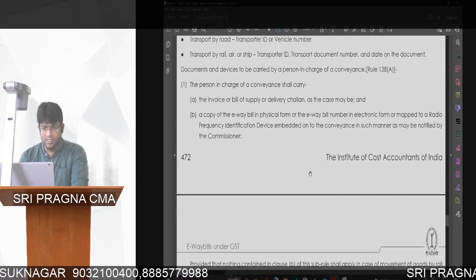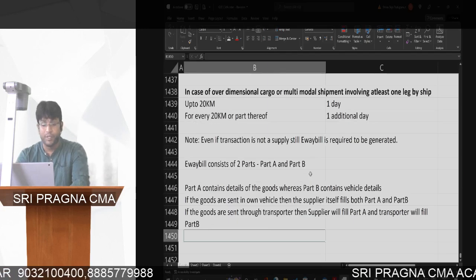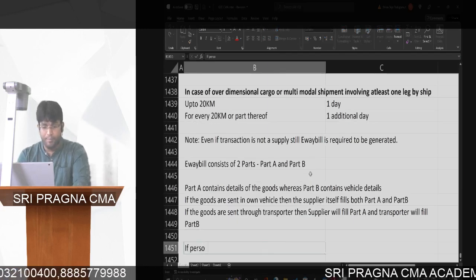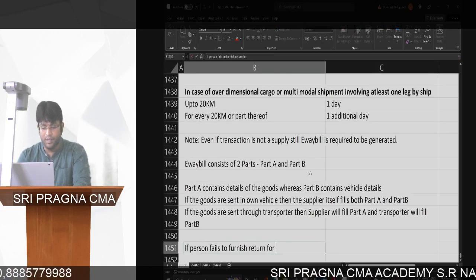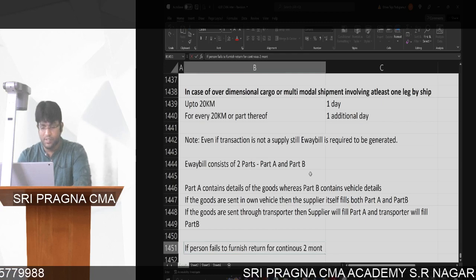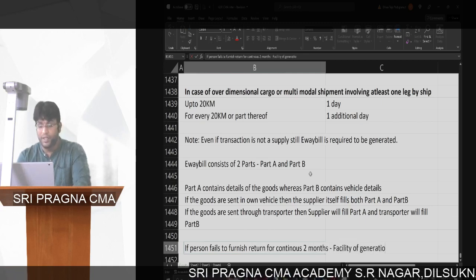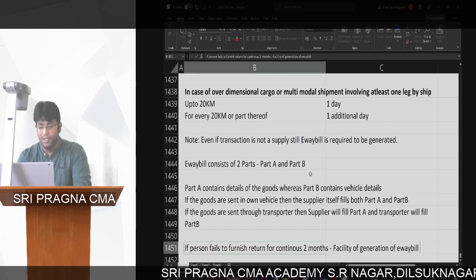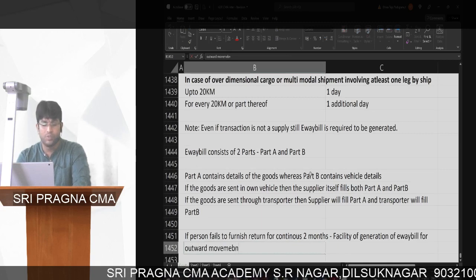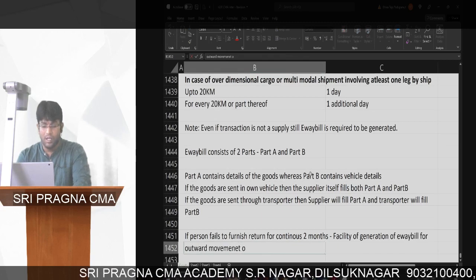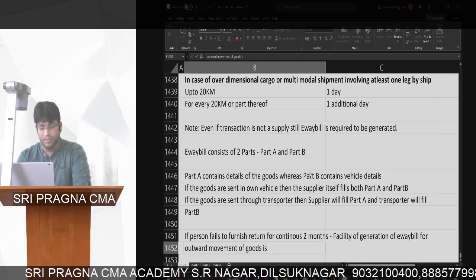Next, what else? One important point. If a person fails to furnish returns for continuous 2 months, then the facility of generation of e-way bill for outward movement of goods is blocked.